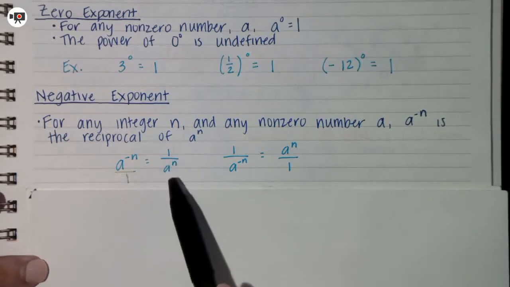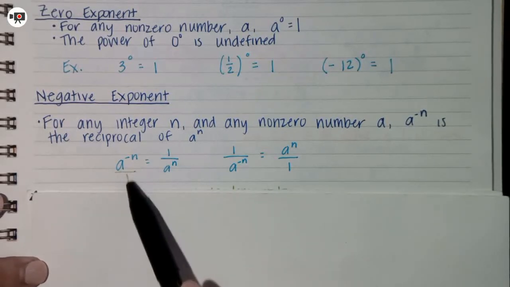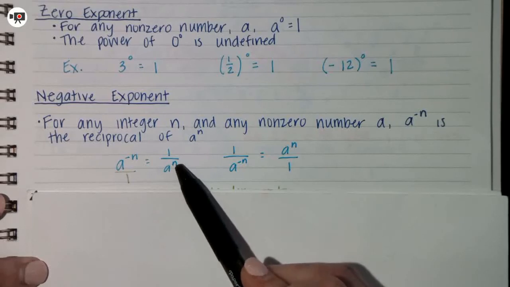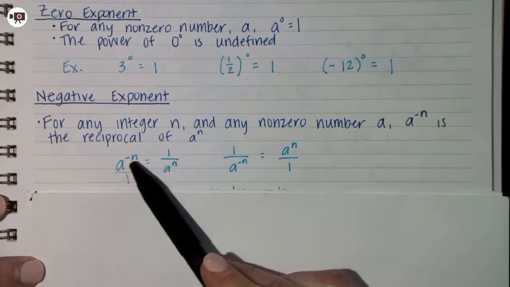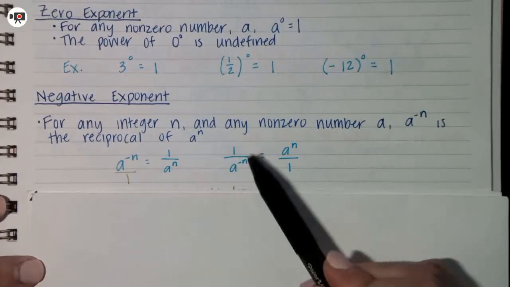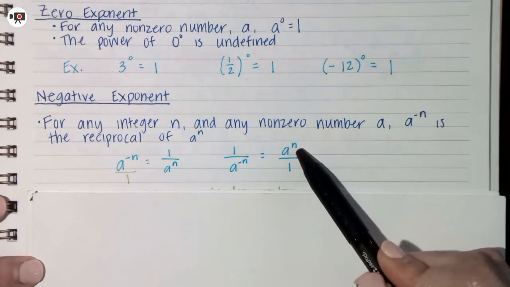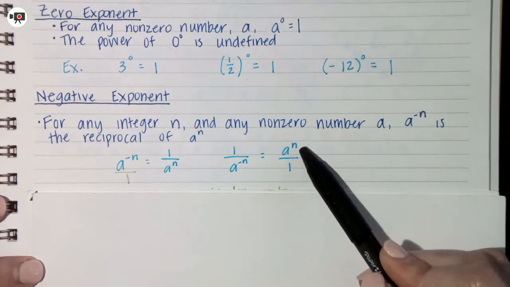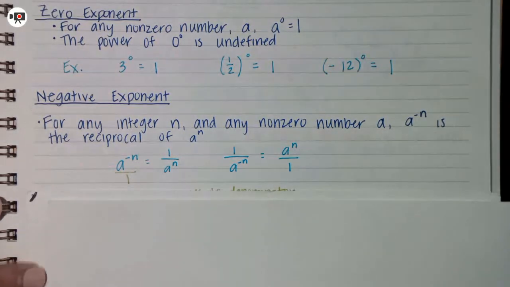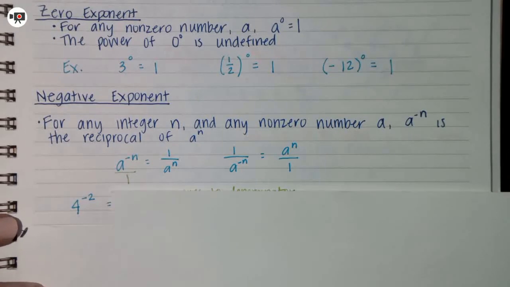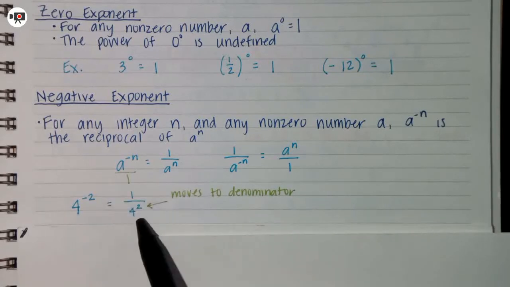In flipping this fraction, you can see it has a 1 on the bottom. When going to the reciprocal, my exponent changes from negative to positive. And so here, if it starts on the bottom, I use the reciprocal, and it's now in the numerator of the fraction, and it's positive. So if I have 4 to the negative 2, I'm going to use the reciprocal, it moves to the denominator, and now my 2 is positive.